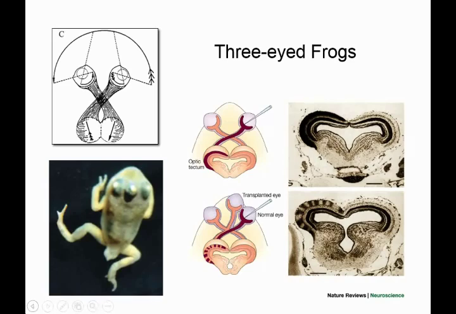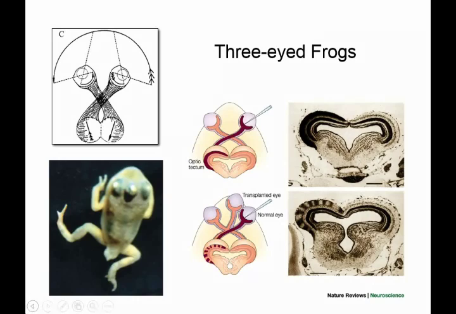Namely, in tadpoles, at a very early stage, you can just remove an eye and implant it into a different tadpole. And then these tadpoles have three eyes. Google three-eyed frog if you don't believe me, but this is the thing. There's quite a number of experiments going on with that. Now, the two-eyed frog, obviously, the frog doesn't care about three-dimensional vision. Do Google three-eyed frog. There's some interesting pictures out there.